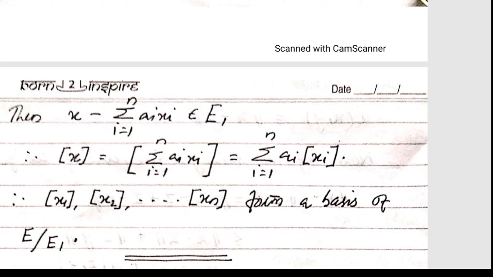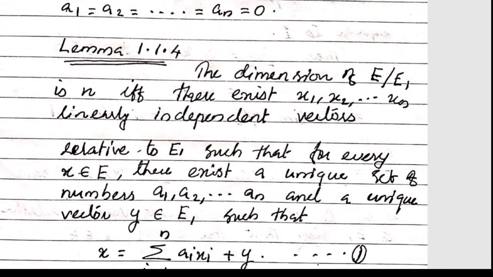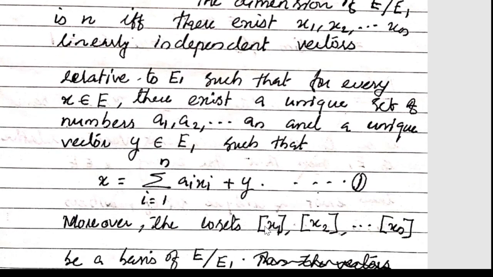So we have proved that the dimension of E by E1 is n if there exist x1, x2, x3, ..., xn linearly independent vectors related to E1 such that for every x belongs to E, there exists a unique set of numbers a1, a2, etc., an and a unique vector y in E1 such that x is equal to sigma i equal to 1 to n ai xi plus y. Moreover, we have proved that the cosets x1, x2, etc., xn is a basis of E by E1.